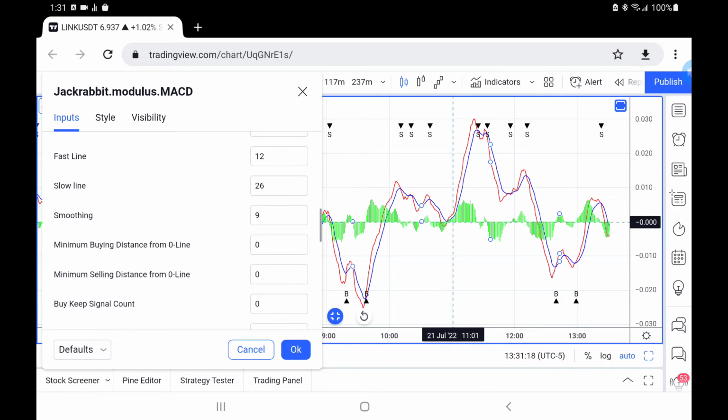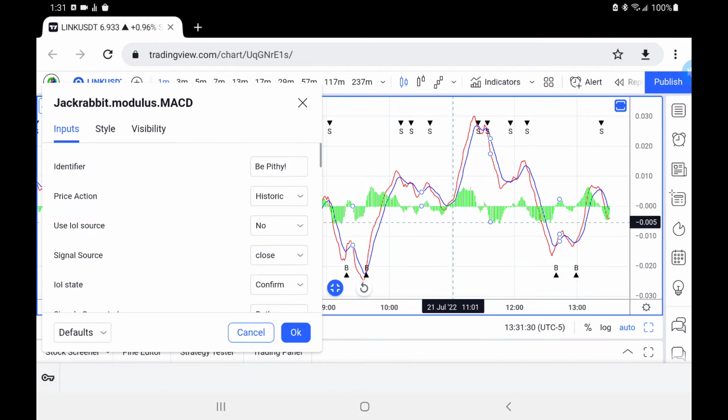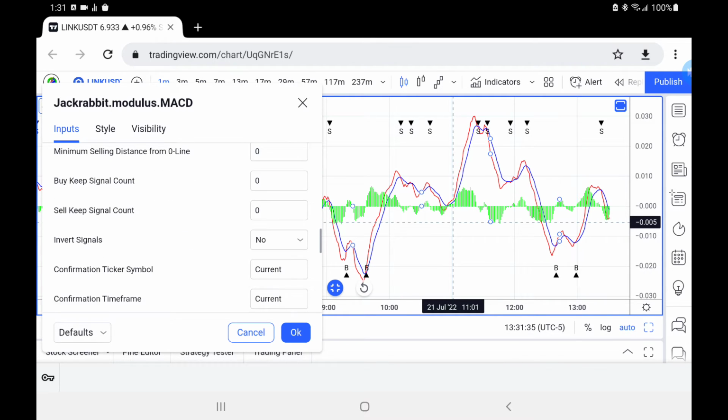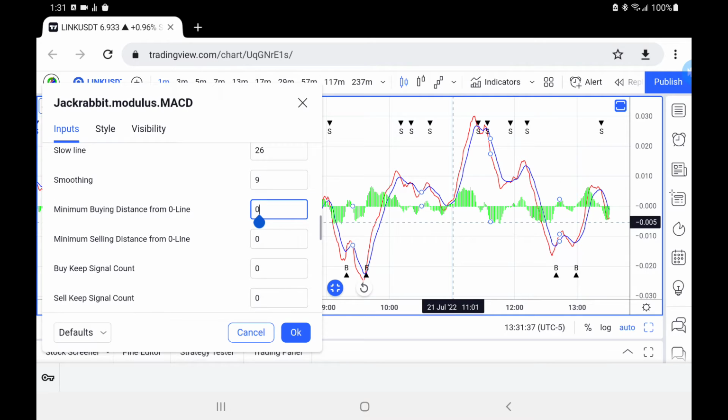So it looks like a crossover before 10 p.m. took place at 0.2 below the signal line. So let's set the actual buy distance at 0.1 now. Let's see how it affects it.